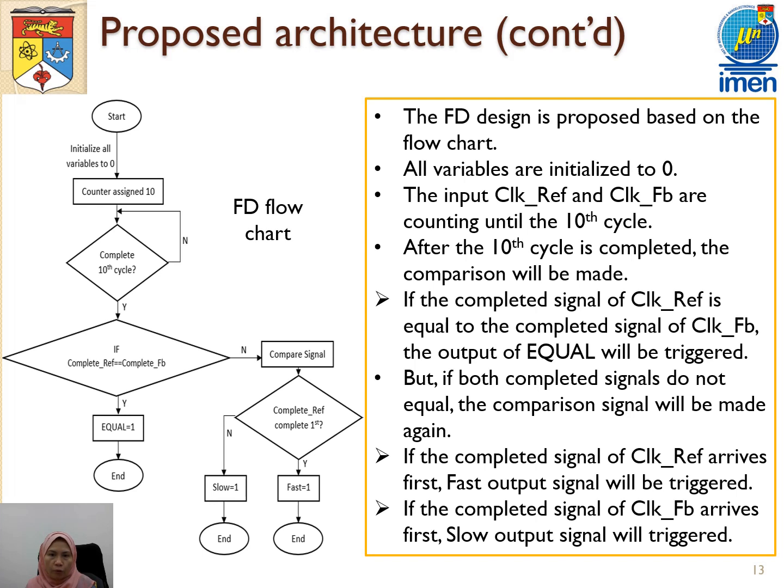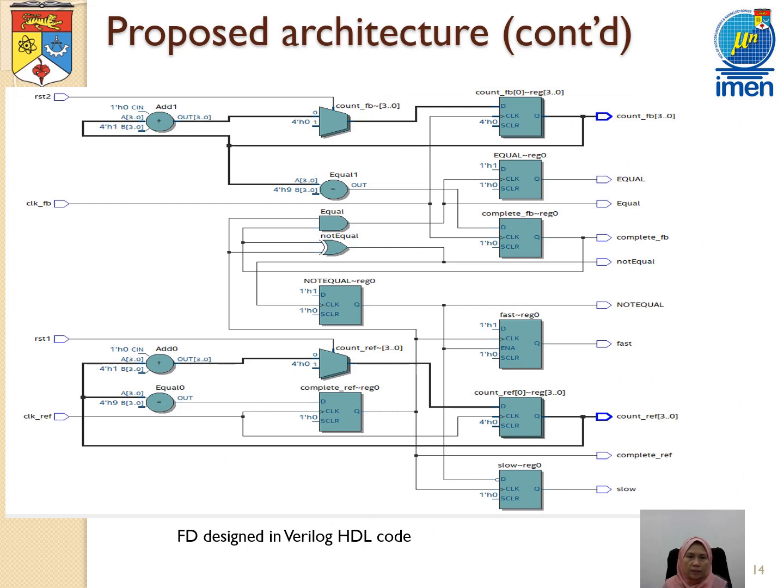But if both completed signals do not equal, the comparison needs to be redone again. So if the completed signal of clock reference arrives first, the fast output signal will be triggered, and if the completed signal of clock feedback arrives first, the slow output signal will be triggered. So this is our frequency detector design in Verilog.